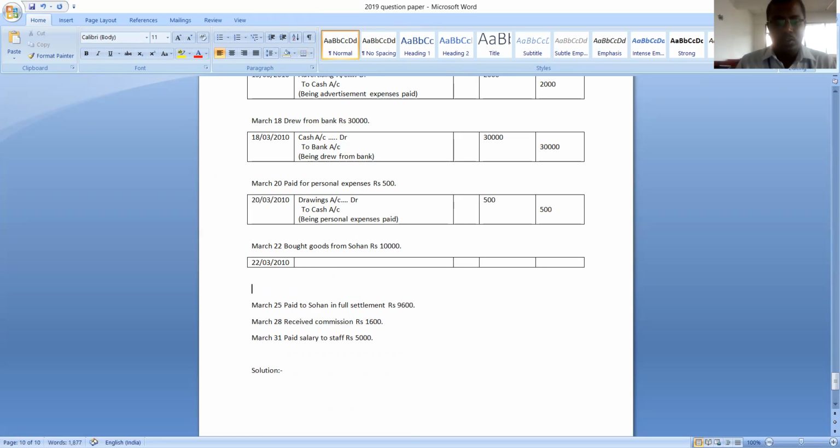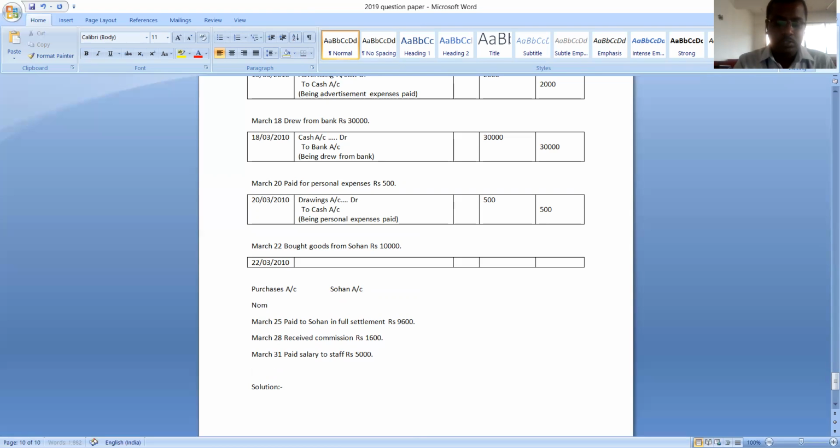Bought goods from Sohan. So how many accounts are there here? Actually two accounts: one is purchases account. Have you bought goods for cash? No, you have bought it on credit basis. So another account is Sohan's account. If it is a credit transaction, the person's account is very important. If it is a cash transaction, then the person's account is not important.